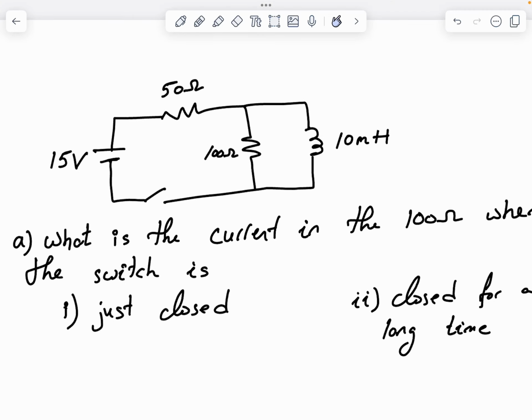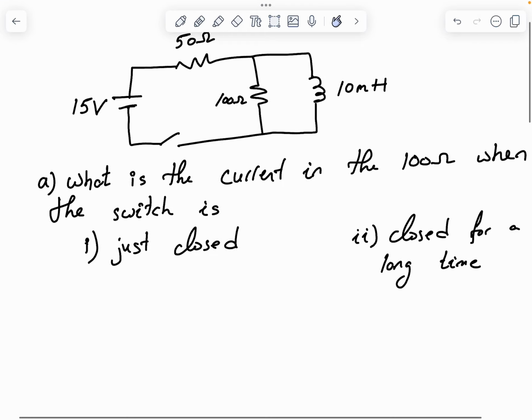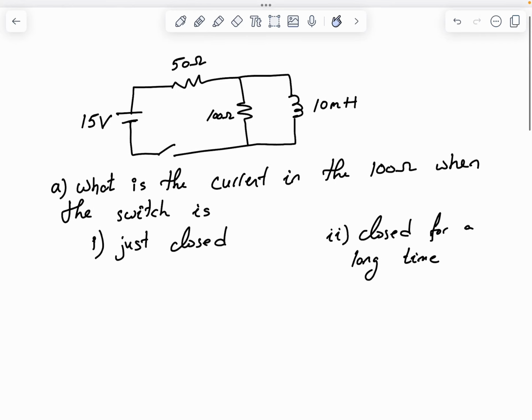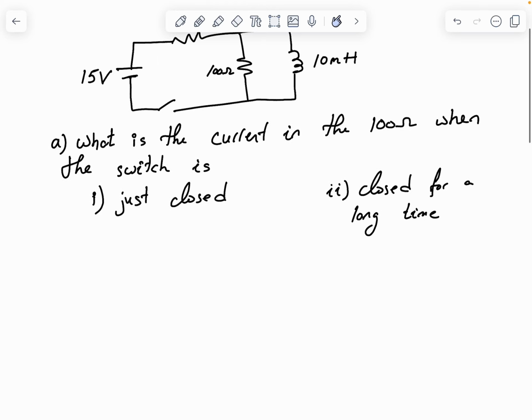In this circuit, we have a battery, 50 ohm resistor, 100 ohm resistor, and a 10 millihenry inductor. Part A, what's the current in the 100 ohm when the switch is, part 1, just closed. When the switch is just closed, the inductor behaves as an open switch. So the circuit is gonna look like that.